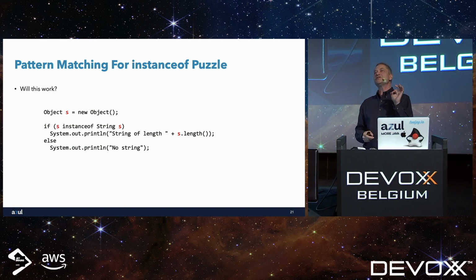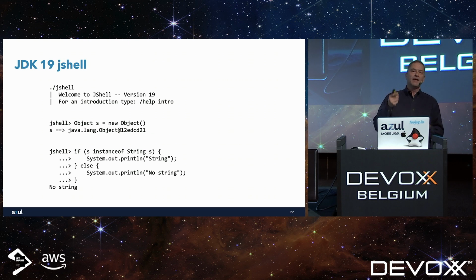Well, the answer is actually it will both compile and not compile. What do I mean by that? Well, if you try and compile this code with javac, it will not work, because obviously what it's going to complain about is the fact that the variable S has already been used. But if you run it in JShell, it will work.